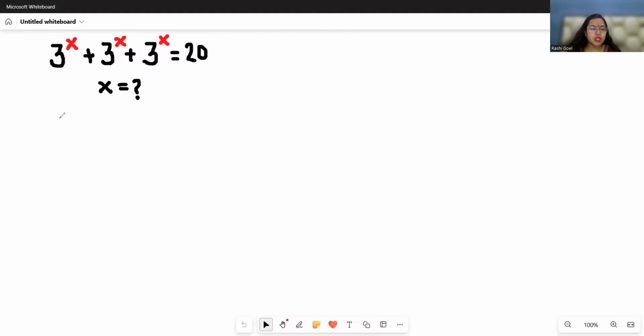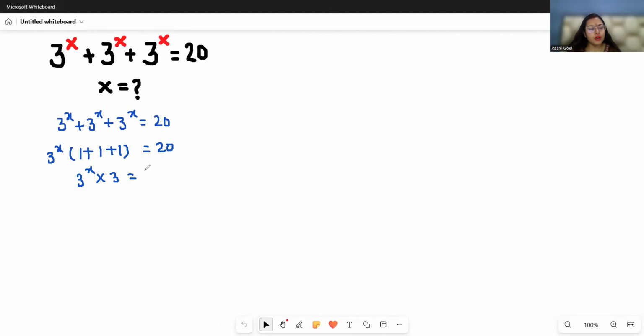To solve this exponential equation 3^x + 3^x + 3^x = 20, I'll take 3^x as common. So 3^x times (1 + 1 + 1) = 20. So 3^x times 3 = 20. If I divide both sides by 3, it will cancel out. So 3^x = 20/3.